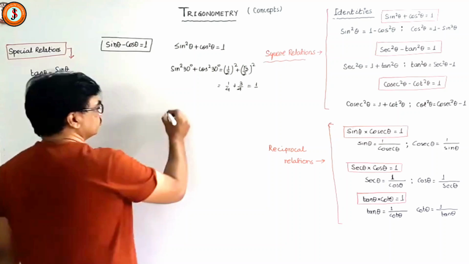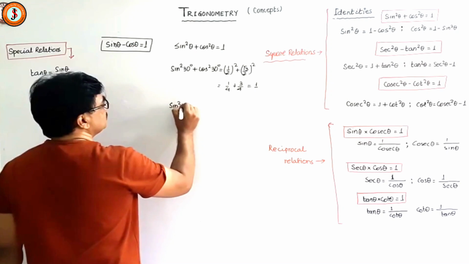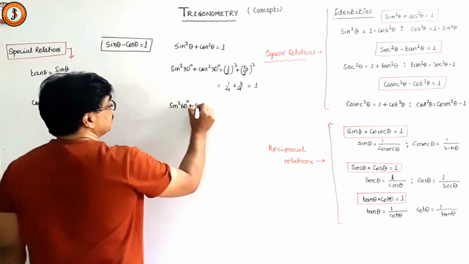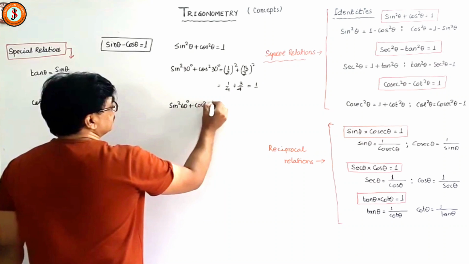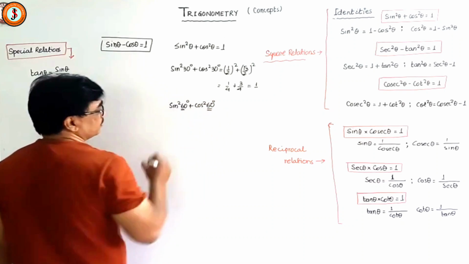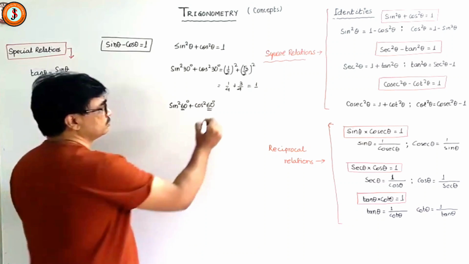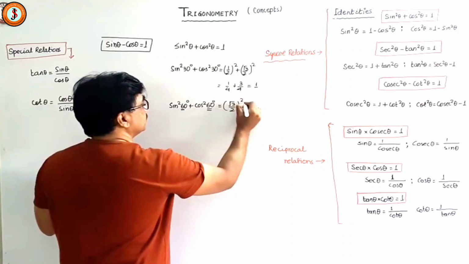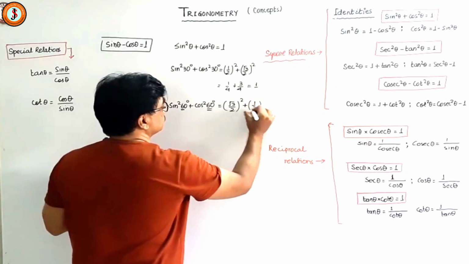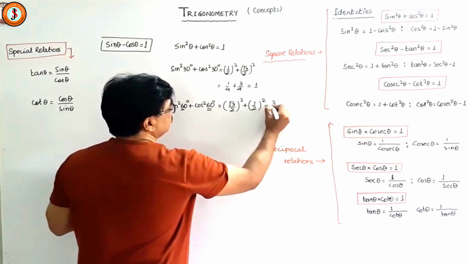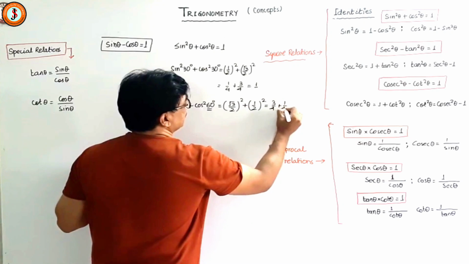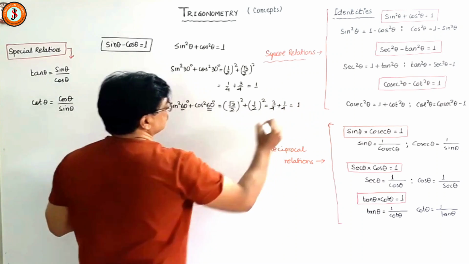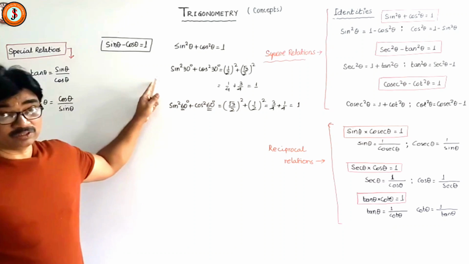I take at random sine square 60 plus cos square 60. I keep the angle same. So what happens? Sine square 60 is root 3 by 2 the whole square plus 1 by 2 the whole square. So that is 3 by 4 plus 1 by 4. That comes up to 1 again. So it's true for 60 also, it is true for 30 also.